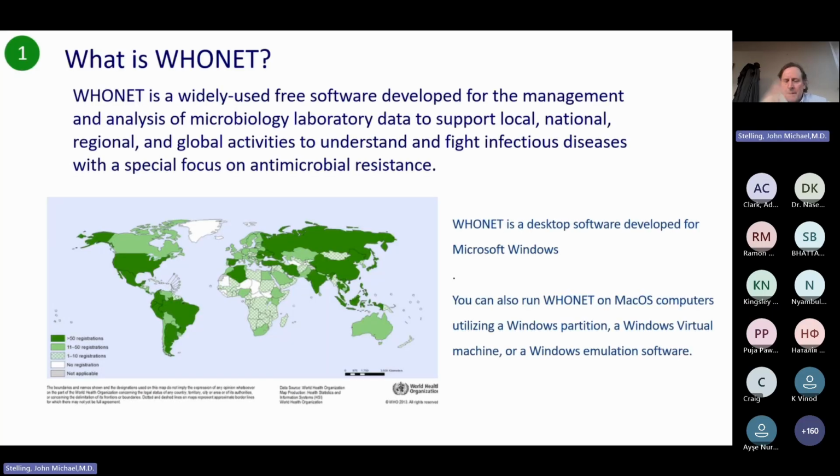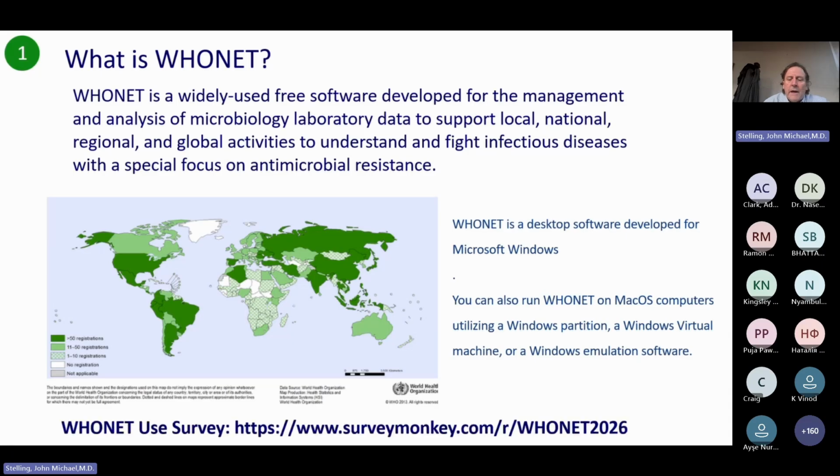WHONET is widely used around the world, as all of you know. I do want to highlight at the bottom, we sent out last week and a reminder this week about this map that you see in front of you. This map is from 2013. I need to update this map. So we look for your assistance in just getting back to us about how many labs, which countries. Even when I look at this, I know some countries that are not listed here should be there.